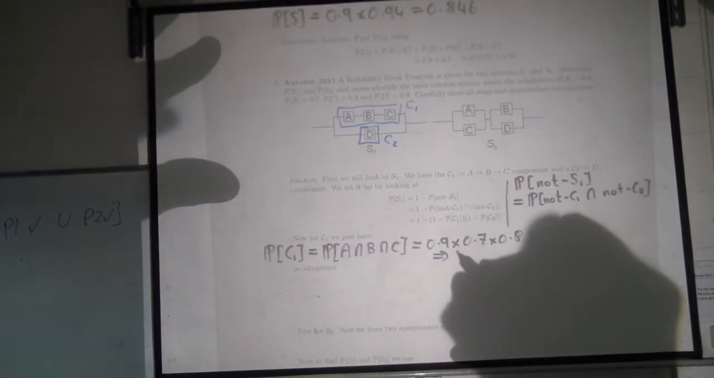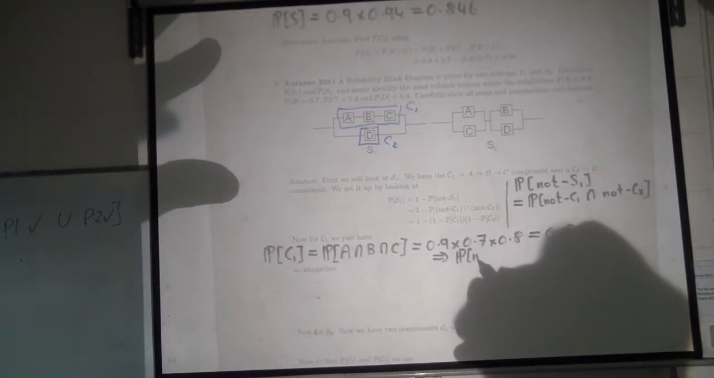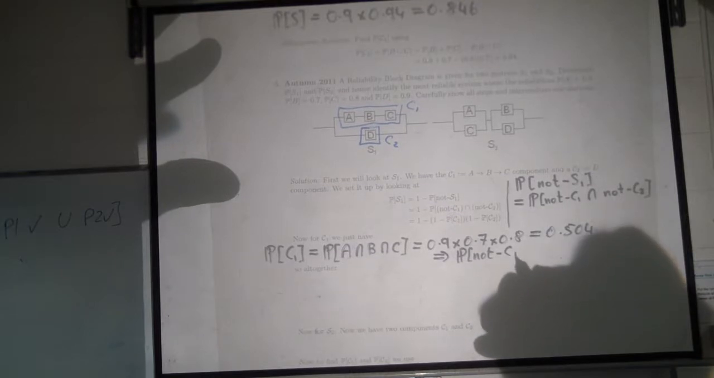Okay. Not C1 then is 1 minus that. Spot on, yeah. So the probability of not C1, so that's C1 failing, is 1 minus that: 0.496.